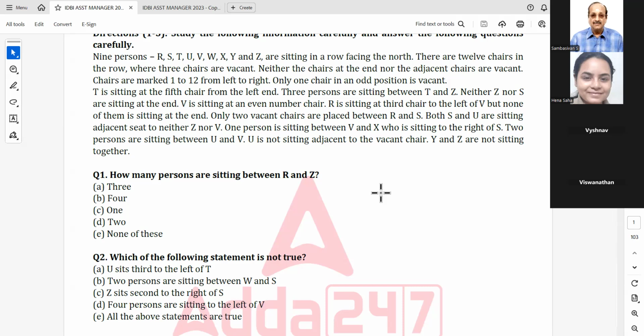Vaishnav, are you comfortable in typing speed? Yes, sir. Okay. Saha, are you good in typing speed?